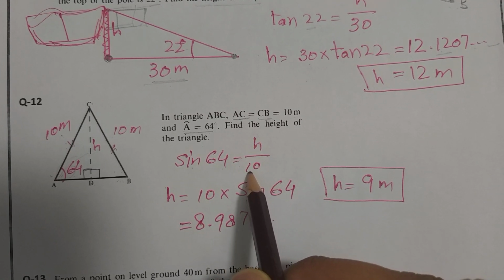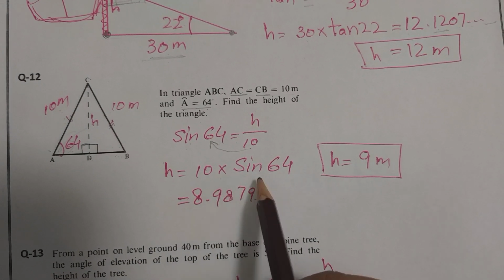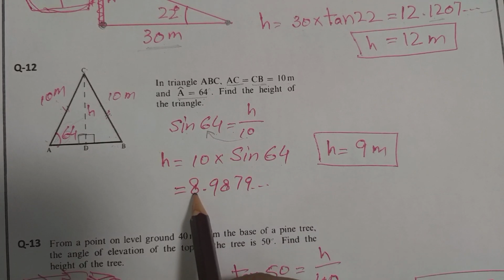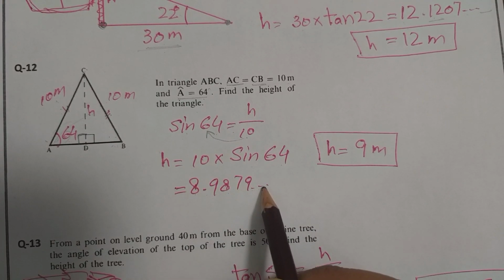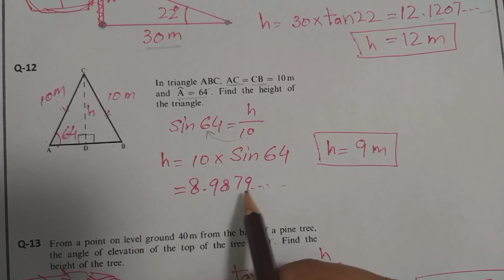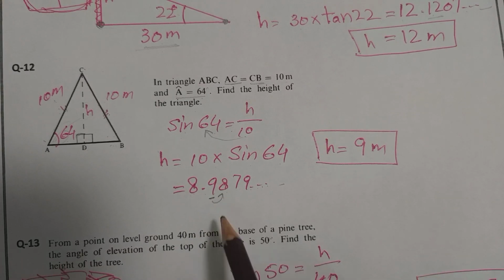This is division, and when you transfer it to the other side it becomes multiplication. So 10 times sine 64, and when you simplify we have 8.9879 and so on. Because it's very near to 9, you can go for 9 if you take this one. After that we have to see the next number.